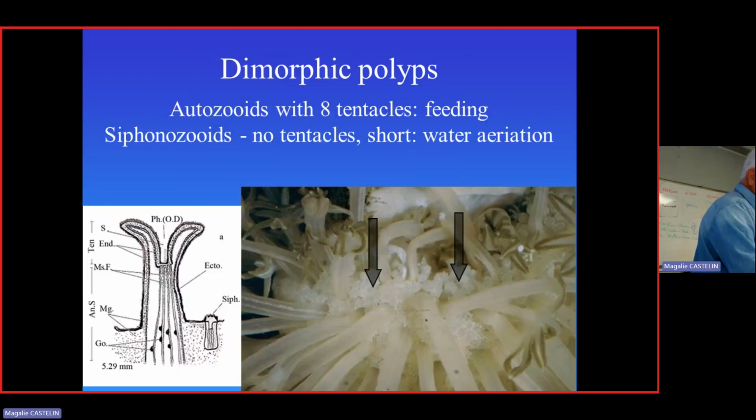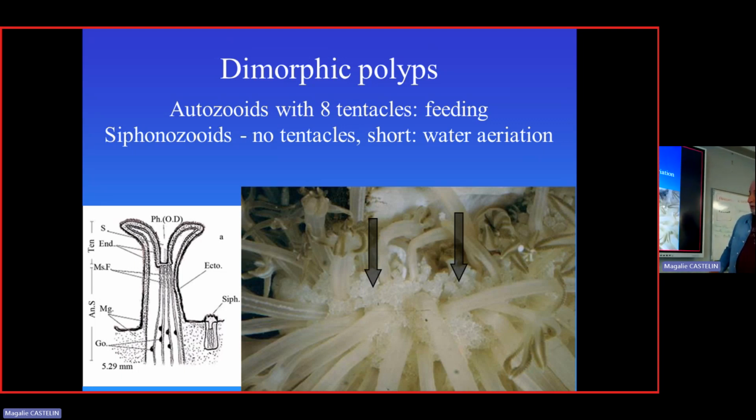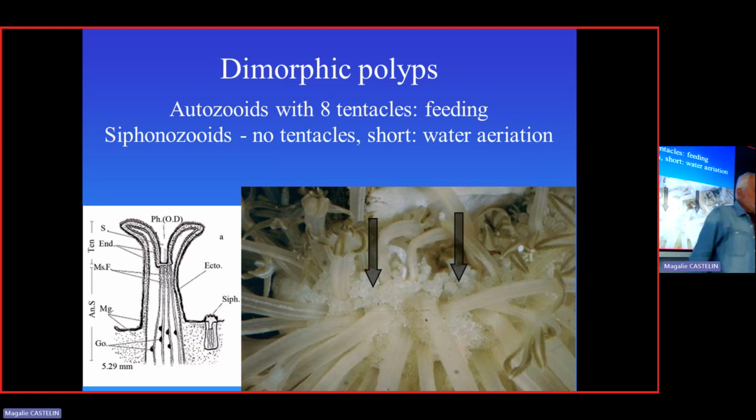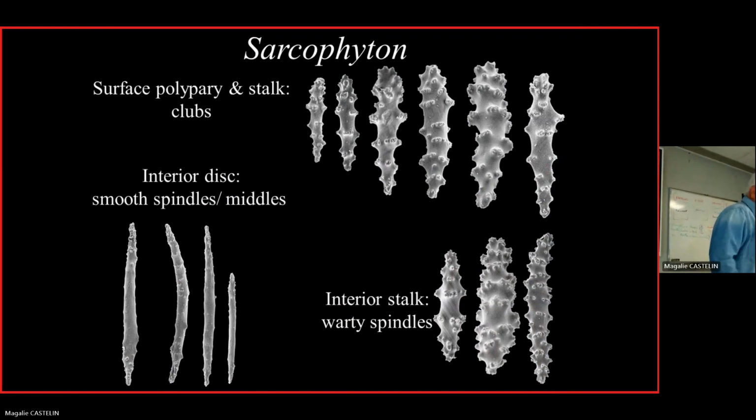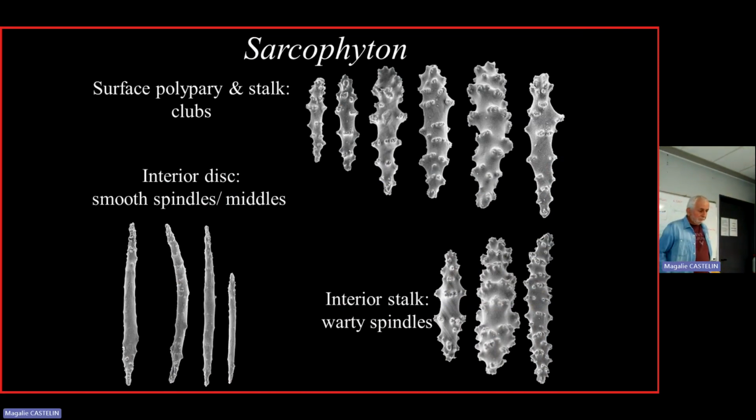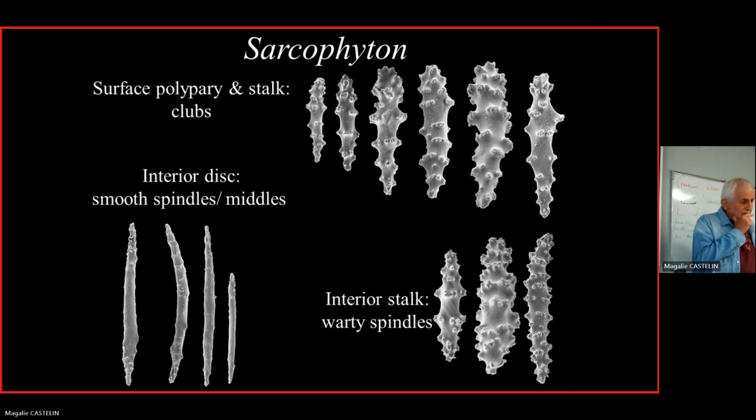It's dimorphic, which means it has two types of polyps, as Eric mentioned earlier. The colony is fleshy and it requires circulation of water inside its internal cavities. So next to the feeding polyps, you have the siphonozooids, which pump water in and out of the colony. All right, what about their sclerites? The sclerites are actually of three types. There are clubs on the surface. A club is typical: a wide head and a pointed lower tip. This is a club.